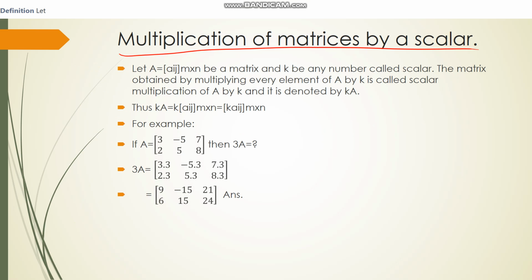Multiplication of matrices by a scalar quantity. If we want to multiply any scalar quantity with a matrix, then this scalar quantity should be multiplied with each and every element of the matrix. As we can see in the example, A is equal to this given matrix. If you want to find 3A, then this 3 should be multiplied with each element of the matrix, so that we will get the required result, that is our answer.